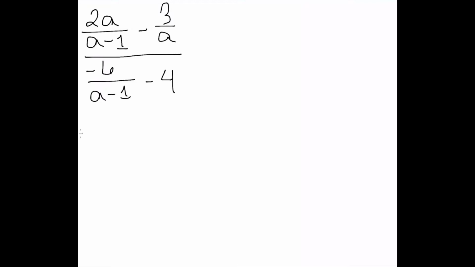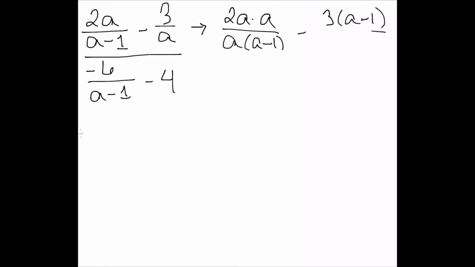My first method actually considers this as two separate fractions and adds or subtracts them accordingly. So if I think of the numerator, the common denominator here would be a minus 1 times a. So the first fraction I need to multiply by a on both the top and the bottom, minus the second fraction I need to multiply by a minus 1 on both the top and the bottom.